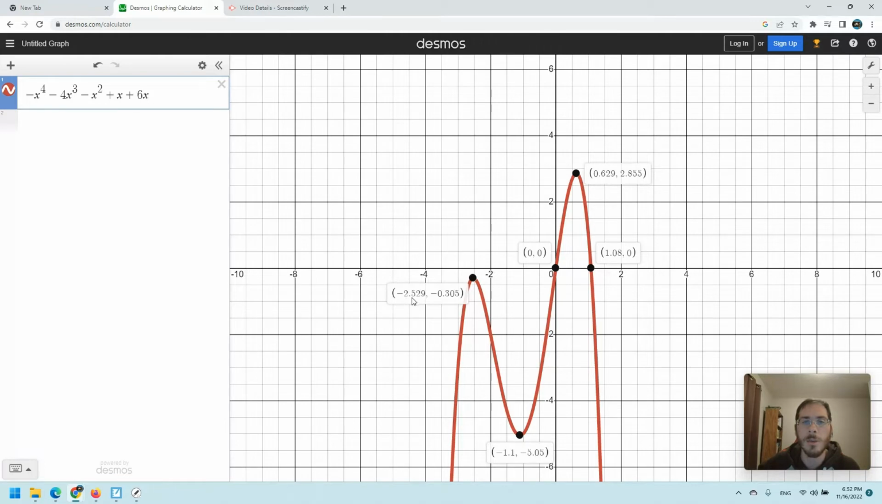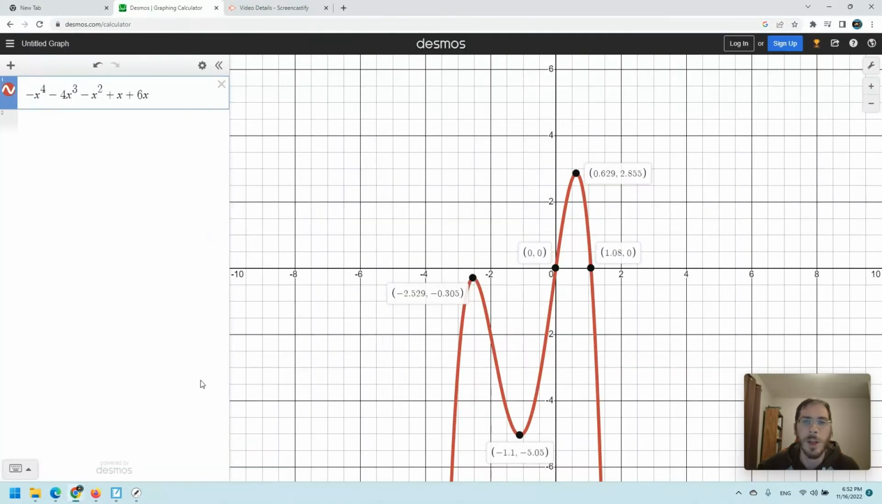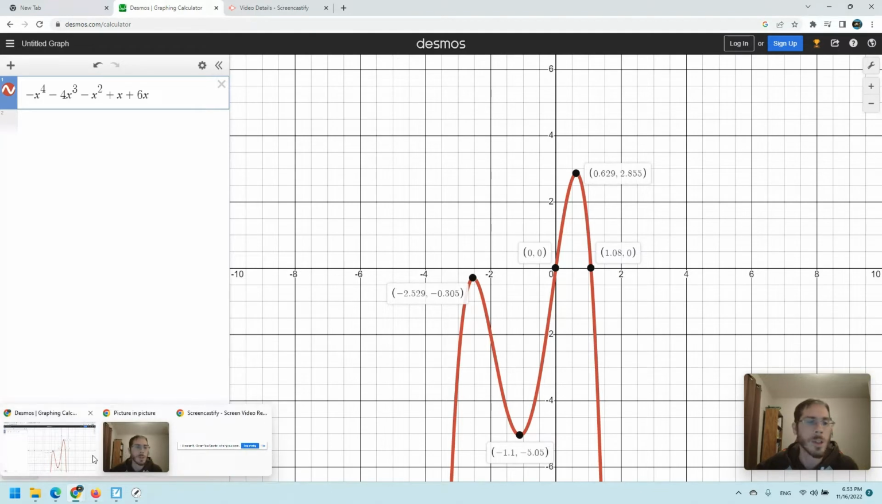So we've got negative 2.529, negative 0.305. So that's like negative 2.5. And we don't quite get 1, 2.5. Don't quite get back to the line. That's okay. That is our maximum too. So that's the highest it gets. Locally over here, and our local maximum over here is at 0.629, 2.855. So 0.62 and then 2.9.